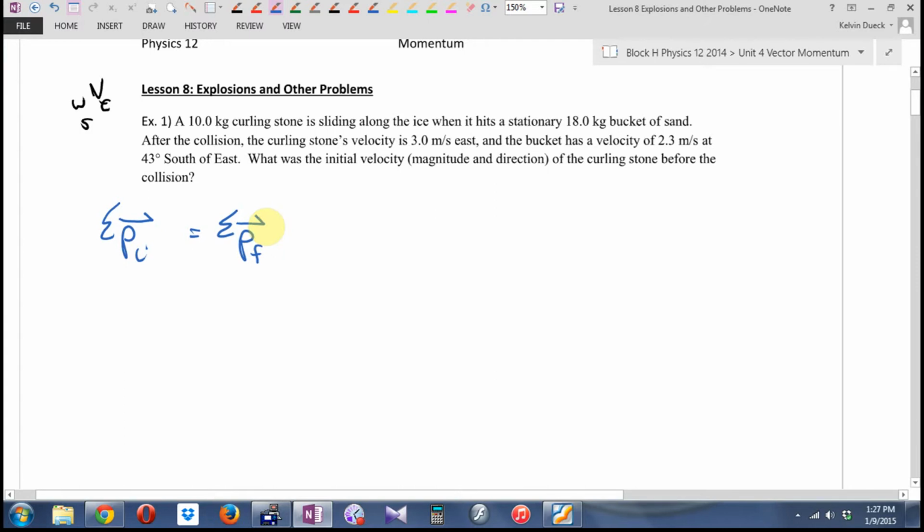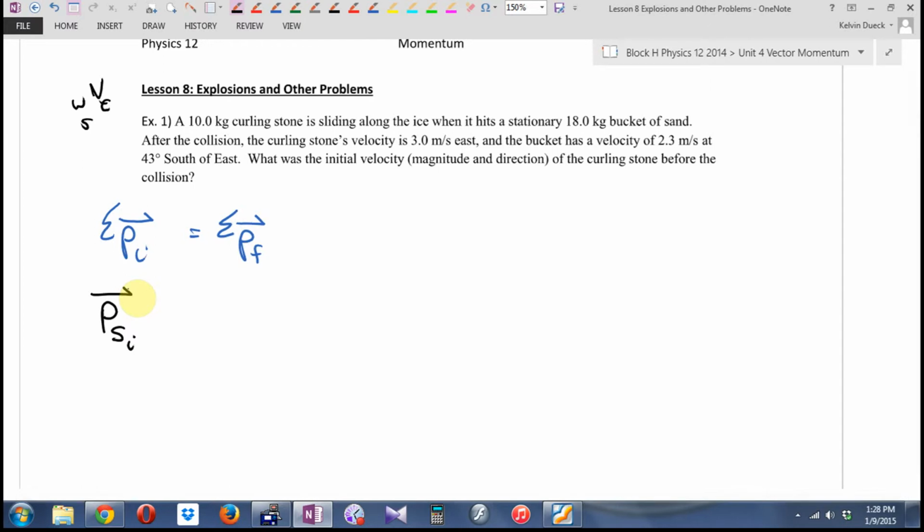Before the collision, what's moving? Do you want me to say mass 1, mass 2, or do you want me to say the stone and the bucket? I don't care. I'll do either. Okay. The stone, I'll use S for stone, B for bucket. Before the collision, what's moving? The stone, the bucket, or both? Momentum, stone, initial. PSI, that's imperial. We use metric.